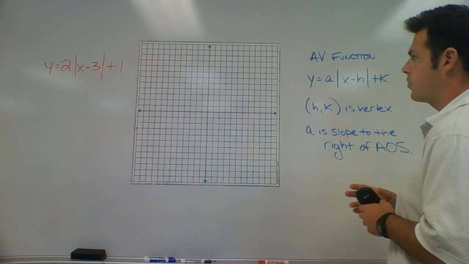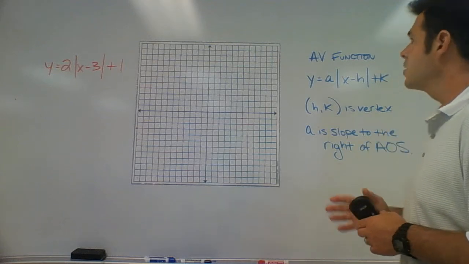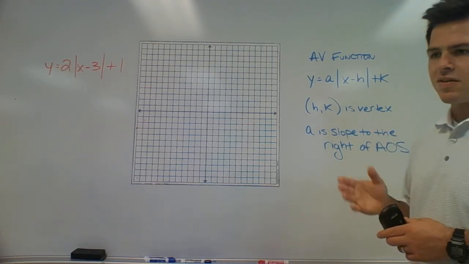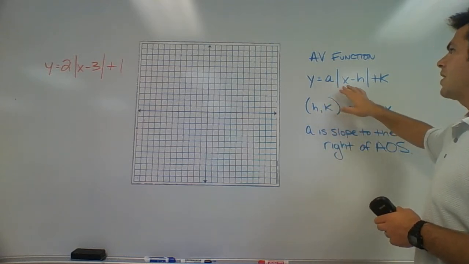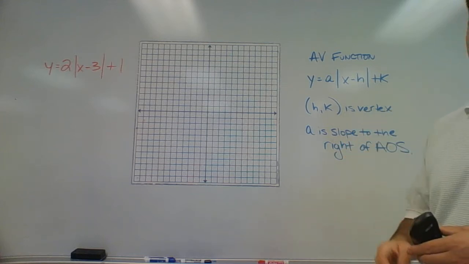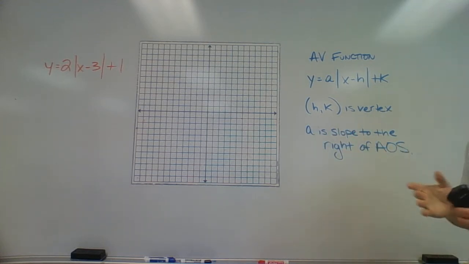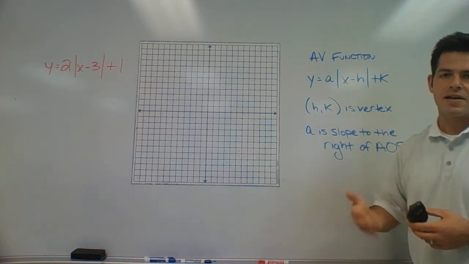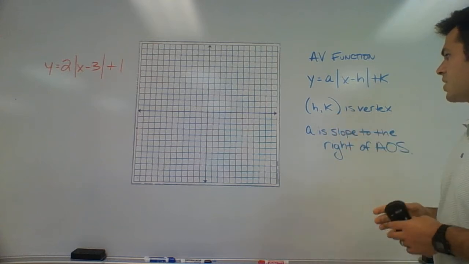Before I talk about that, I want to go ahead and refer back to some of the information we've talked about previously. When we have absolute value functions, we have a common general form: y is equal to a times the quantity of the absolute value of x minus h, plus k. We know that h comma k is our vertex. Sure, on a graph it's going to be x comma y, but within that function, it's the h and the k that we're looking at.